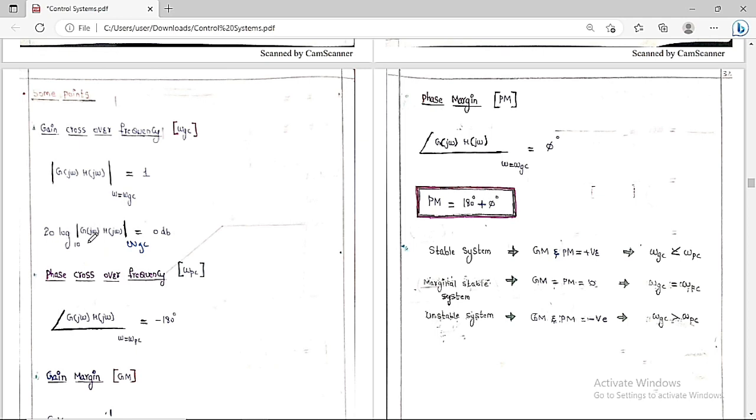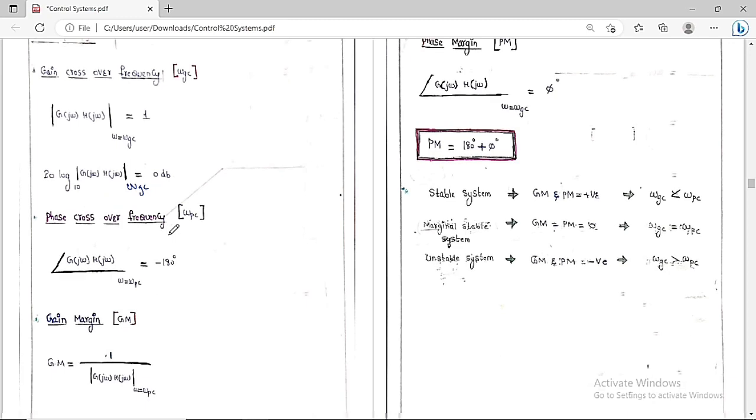So 20 log 10 base 10 is nothing but it is equal to 0. This is basically 0 dB. Now what is the meaning of phase crossover frequency? Phase crossover frequency notation is omega PC.